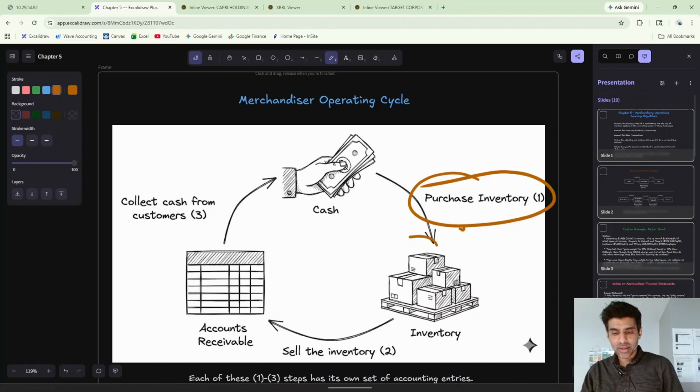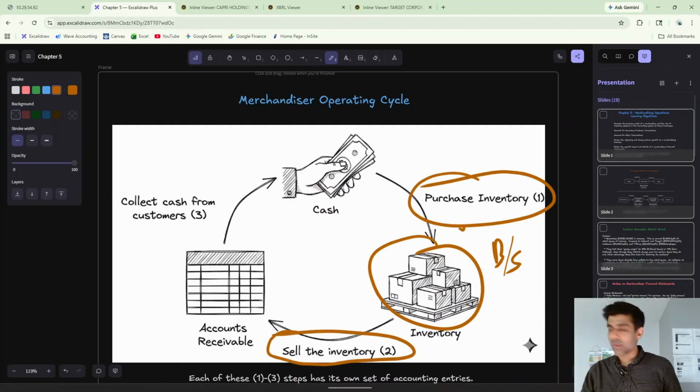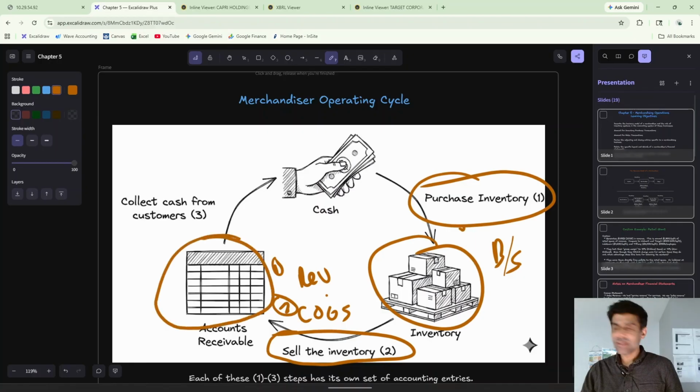So you buy the inventory. This is going to be held on the balance sheet as an asset. The second step is you sell the inventory. So this is where it goes to cost of goods sold. There's one journal entry for revenue and a second one for cost of goods sold. So that inventory gets expensed as cost of goods sold. If you sold it on account, you have some accounts receivable, and then eventually you get that cash, and then you're going to buy more inventory. And this cycle is just going to repeat. So this is the operating cycle.